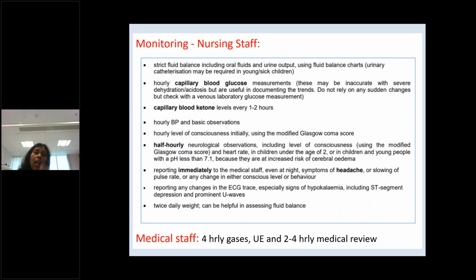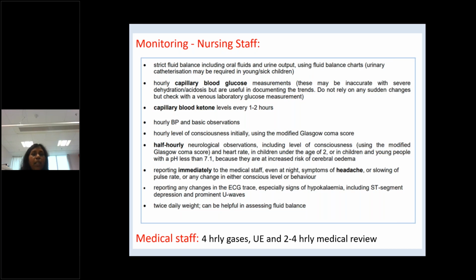So I put in a slide: how do we monitor children with DKA? It's important for us to maintain a strict fluid balance for them. And we need 1 hourly BGs and 1 hourly neuro obs, then 2 hourly blood ketones and 4 hourly U&Es, and hourly blood pressure and basic observations again.